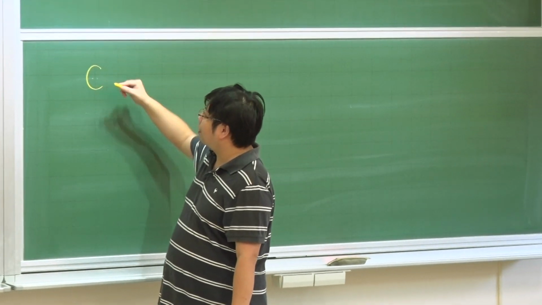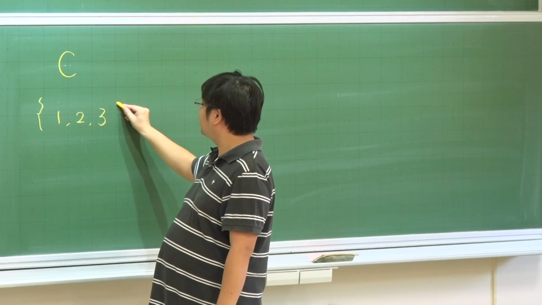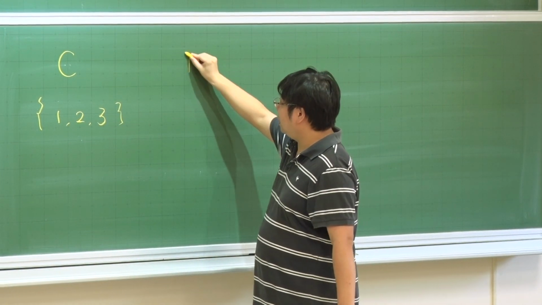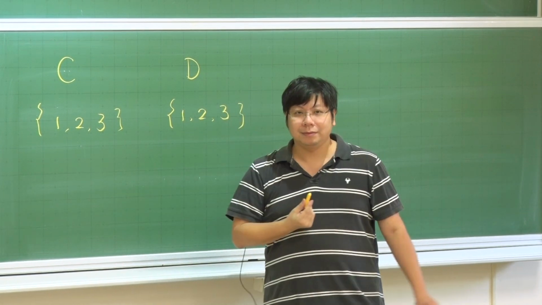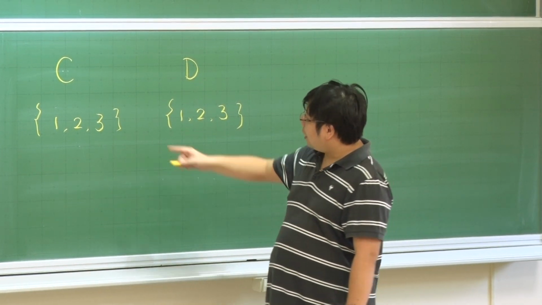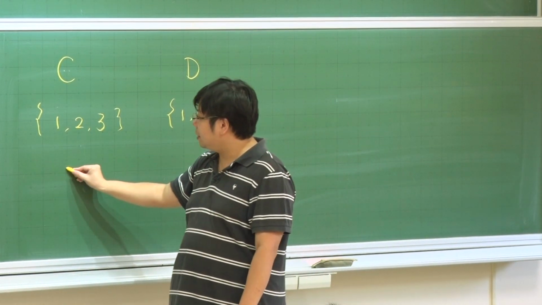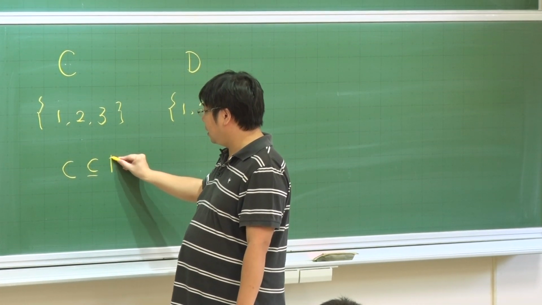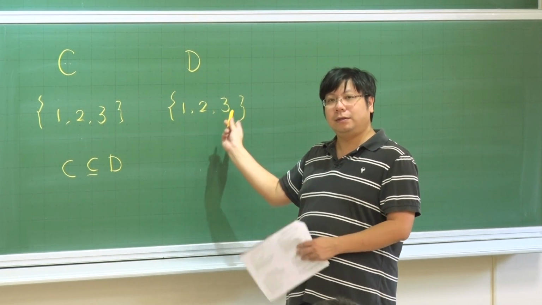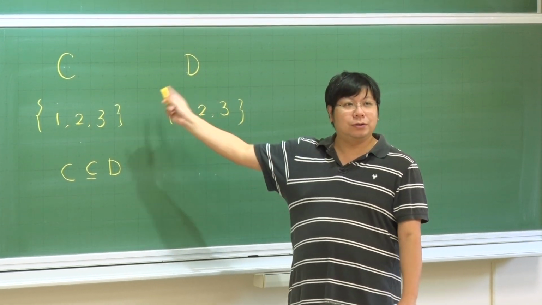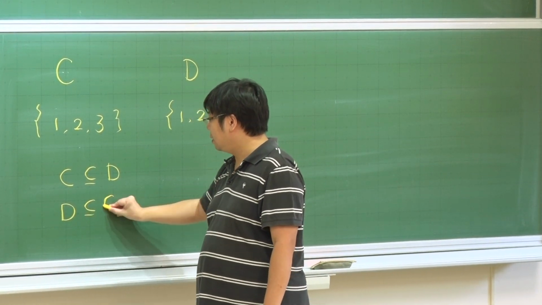Now, let's take a look at another example. This time, let's take a look at a set C. So let's say C contains the numbers 1, 2, 3. And then D. D also contains the numbers 1, 2, 3. Is that okay? So everything in C appears in D. So we can write C is a subset of D. But on the other hand, everything that appears in D also appears in C. So you can also write D is a subset of C.